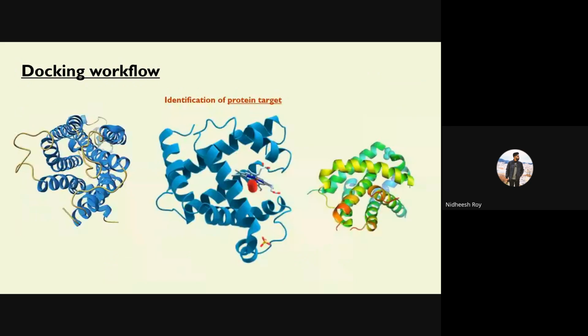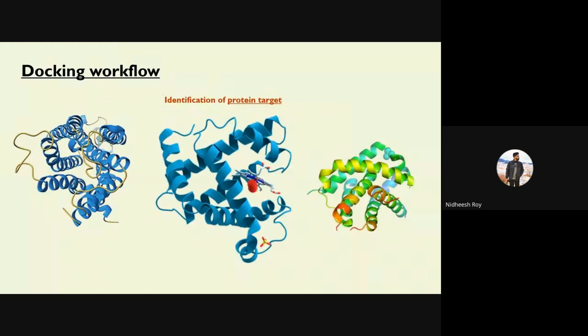Identification of the protein target. The first and most critical step in any docking workflow is this. Everything that follows, binding site detection, docking accuracy, and biological interpretation, depends on choosing the right target. Protein target selection always begins with a biological or clinical question. We ask: is the protein directly involved in a disease pathway, molecular mechanism, or biological process that we want to study? Docking should never be performed in isolation from biology.